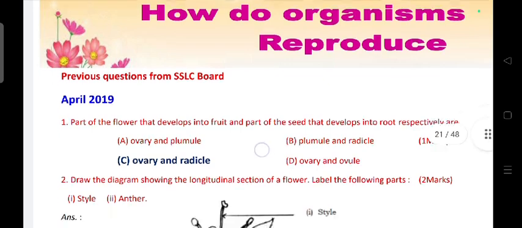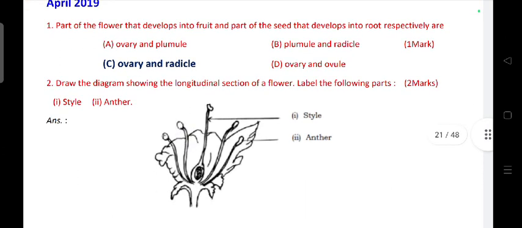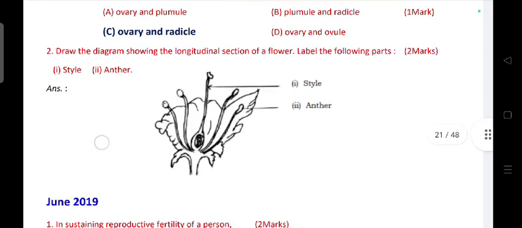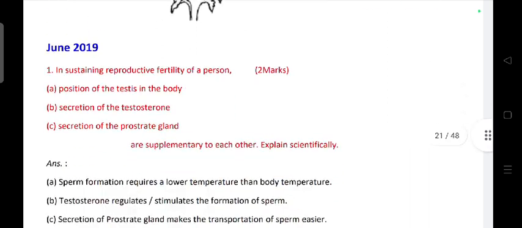Next, come to this chapter. How do organisms reproduce? In April 2019, one multiple choice question was asked about this chapter. Part of the flower that develops into fruit and part of the seed that develops into root respectively are, answer is C, ovary and radicle. Then second question, draw a diagram showing the longitudinal section of a flower. Label the following parts, style and anther. This carries 2 marks.